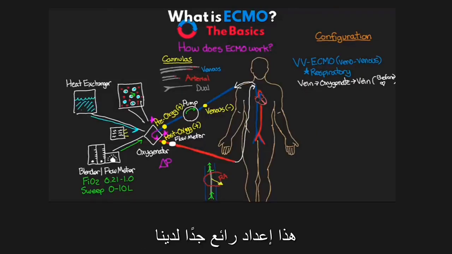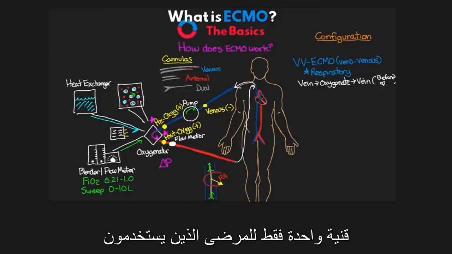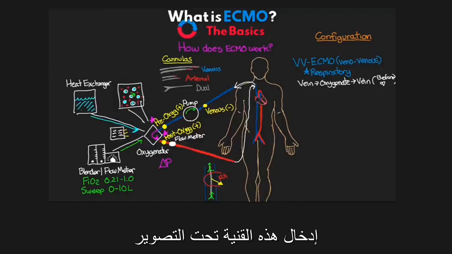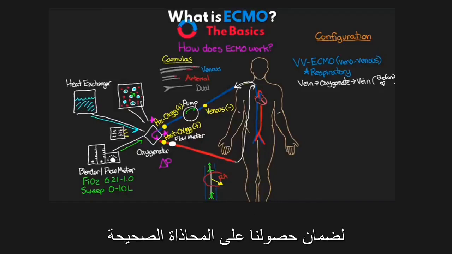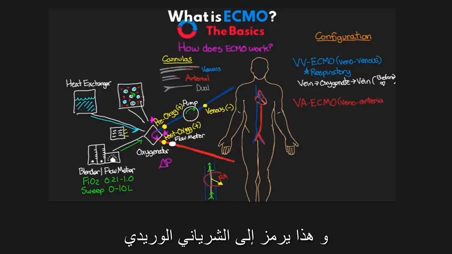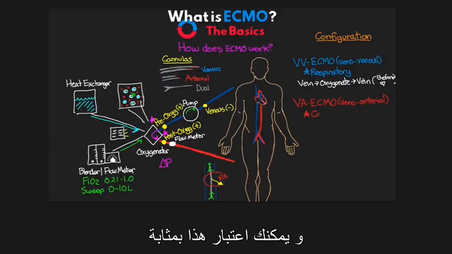This is a pretty cool setup that we have here. Really makes it easy just to use a single cannula for patients on VV ECMO, but this one is going to require inserting this cannula under fluoro to ensure that we get the proper alignment. All right, so next let's talk about VA ECMO, and this stands for veno-arterial. And you can think of this one as being our cardiac support. Now this one's going to provide cardiac support, but you're also going to get the respiratory support for free because we have the oxygenator on the system.